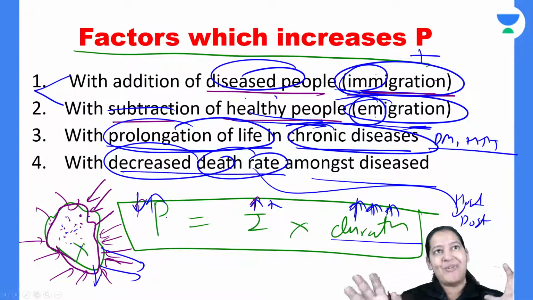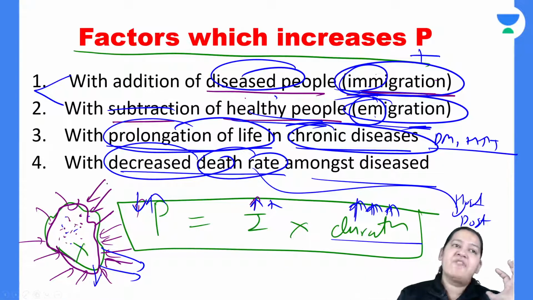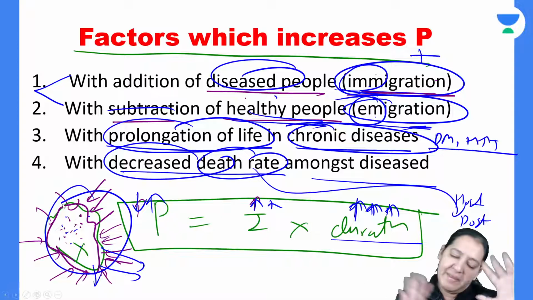So these are the 4 reasons by which we can increase the prevalence of any particular area. Maybe India, maybe a city, maybe anything.